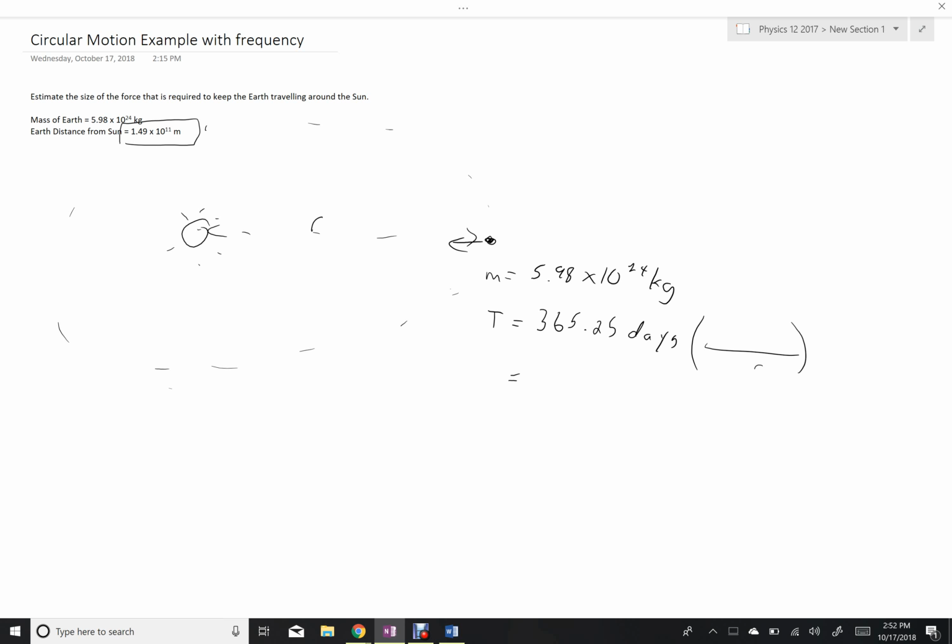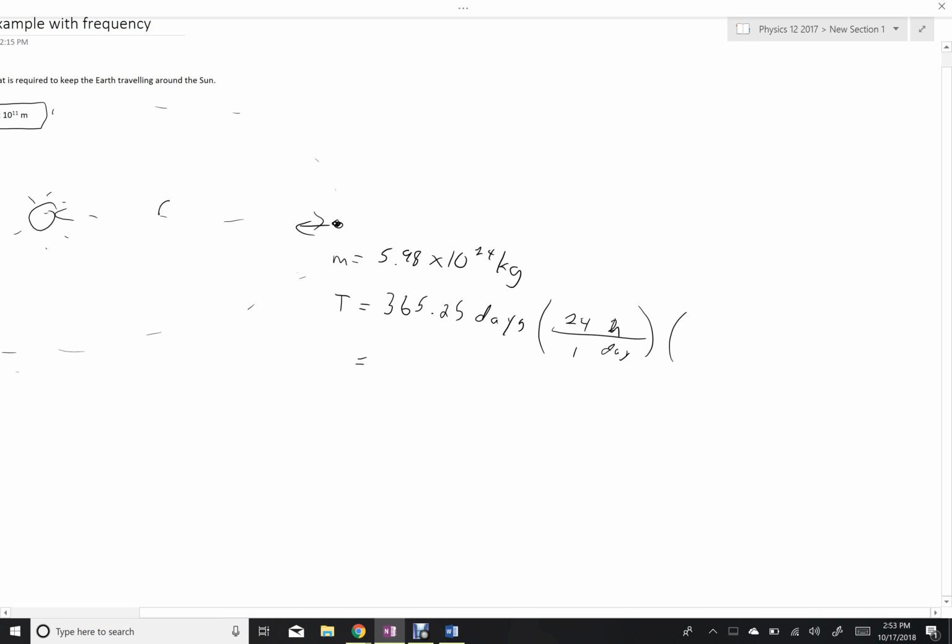So, 24 hours per day, hour, minute, second. In 1 hour there are 60 minutes, and in 1 minute there are 60 seconds. So 365.25 times 24 times 60 times 60. And I get 31,557,600 seconds.